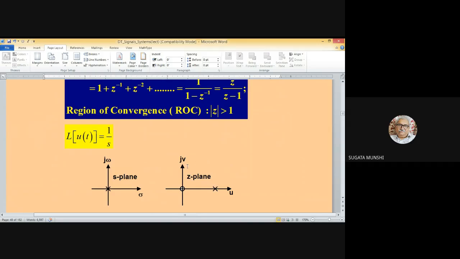If you draw a circle, outside that circle is the ROC and inside that circle is the region of divergence. So here also, because there is a single pole and a single boundary between the ROC and ROD, it must lie on the boundary. So that is what is happening here.